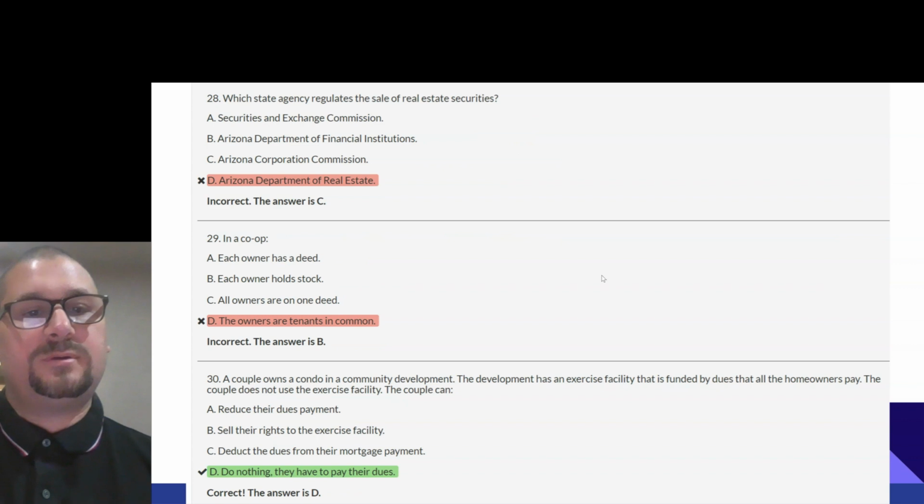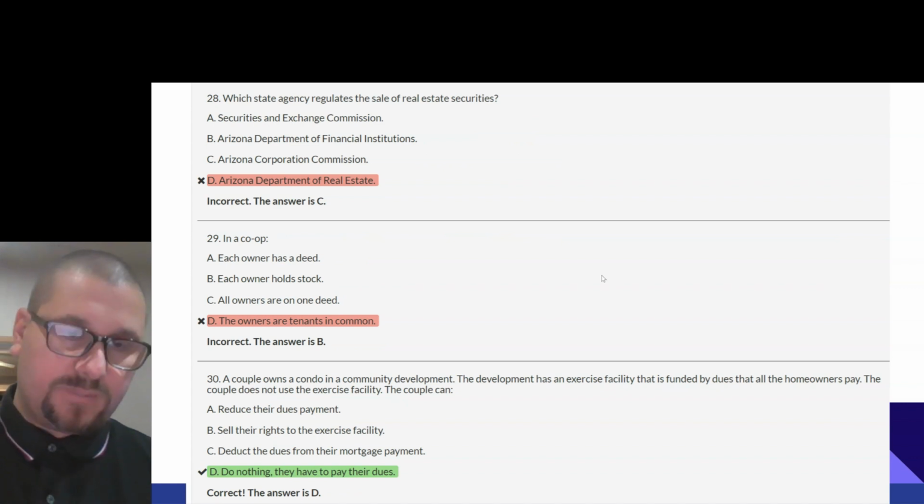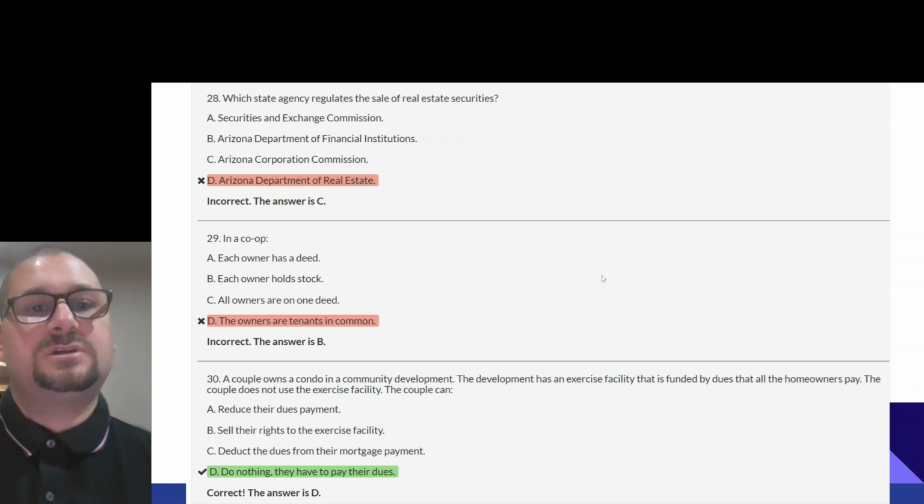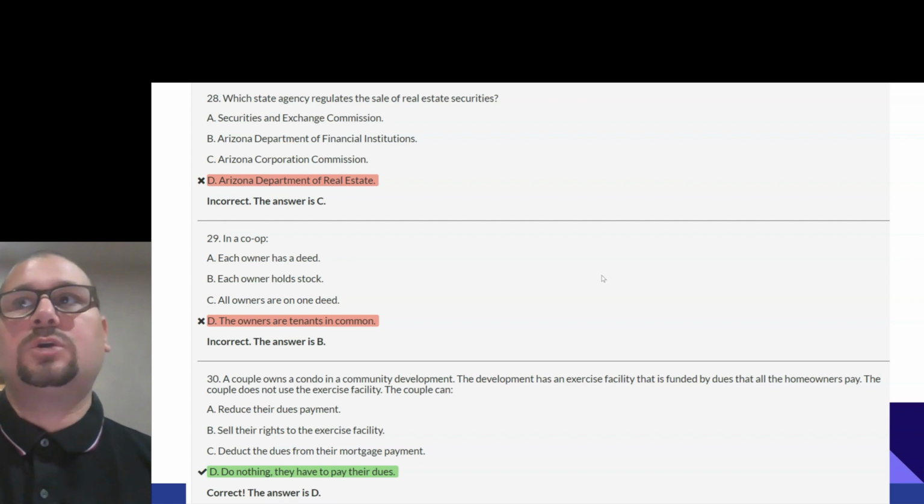Question 29: in a co-op, what happens? B, each owner holds stock. Does each owner have a deed? No. Are all owners on one deed? No. Are the owners tenants in common? No. So in a co-op, each owner holds stock.